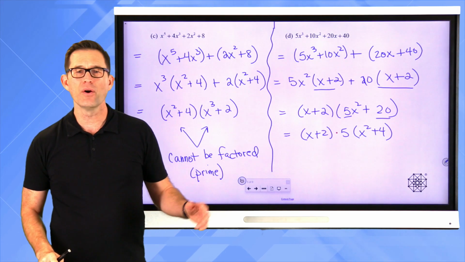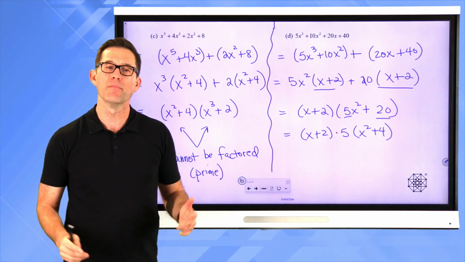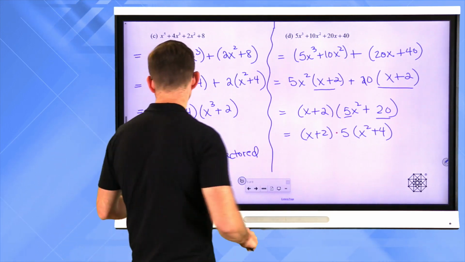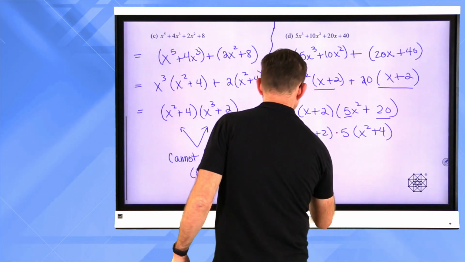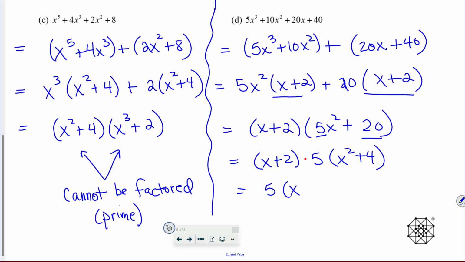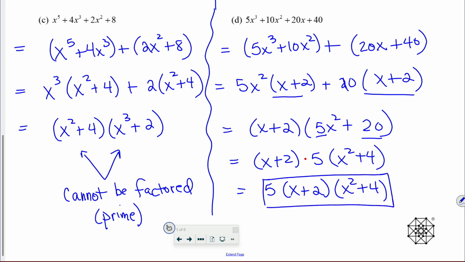Now, although I don't really have a problem with it written that way, most of the time an answer won't be left in that way, and actually that 5, that numerical GCF, will get moved all the way out to the front, and it'll look something like this.